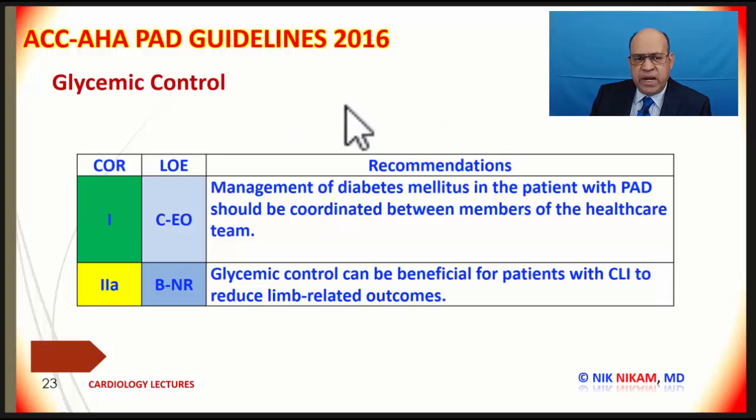With much better control of diabetes, we have a much better chance of reducing the risk of atherosclerosis involving the peripheral arteries. Management of diabetes mellitus in patients with peripheral arterial disease should be coordinated between the members of the healthcare team and the patient. Glycemic control can be beneficial in patients with chronic limb ischemia to reduce limb-related outcomes. You may want to underscore this, because this may be an important point that we want to emphasize to patients with chronic leg ischemia, where control of diabetes can mean salvaging their limbs, improving the circulation in those compromised legs.